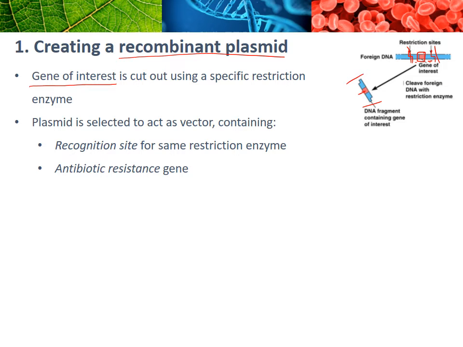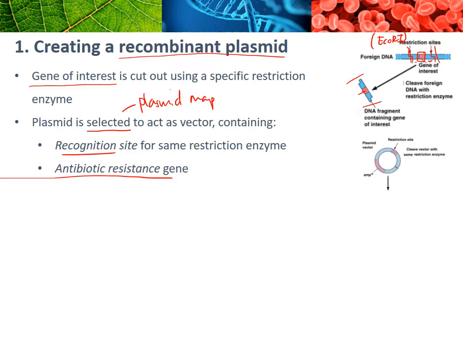The second step is that a plasmid is selected to act as a vector. So remember, this is when they would look at their plasmid map, and let's say to cut this gene of interest out of the host DNA, it had to use this specific restriction enzyme. We would need to find a plasmid map that uses the same restriction enzyme. Okay, so we've got a recognition site for the same restriction enzyme. The plasmid also needs to have an antibiotic resistance gene. We will come back to what that means, but we have found a plasmid. It's got that restriction site.